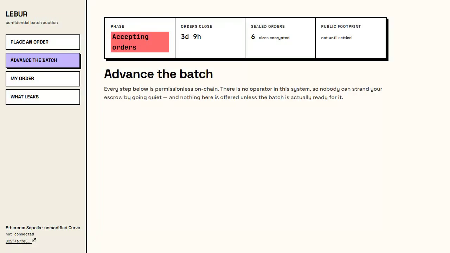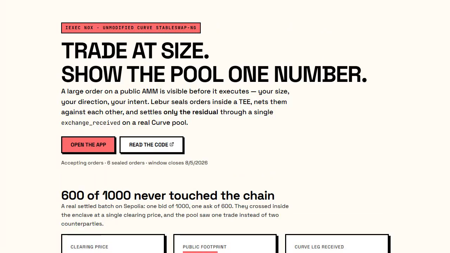One honest note to finish. Curve is flat at the peg, so the residual settles at roughly 1-to-1. The claim here is not that we save you slippage. That would be false and checkable. It is confidentiality and MEV resistance at size, settling at par. It is live.